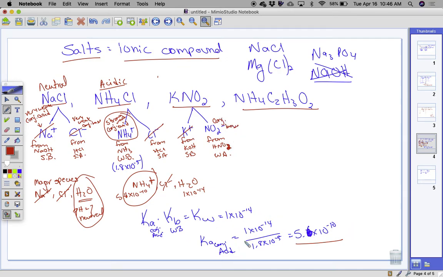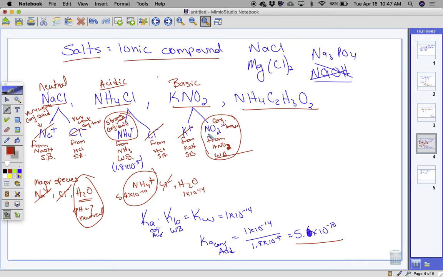The math is going to work the same way, right? So this one is going to dictate the pH. And this one will be a basic salt. So it's weak, but it's just strong enough. It's strong enough to affect the pH more than water.